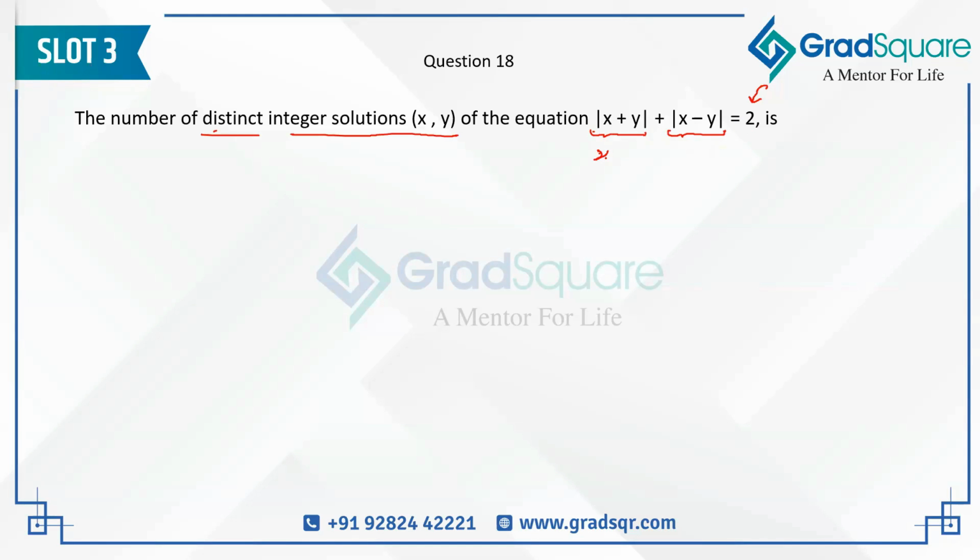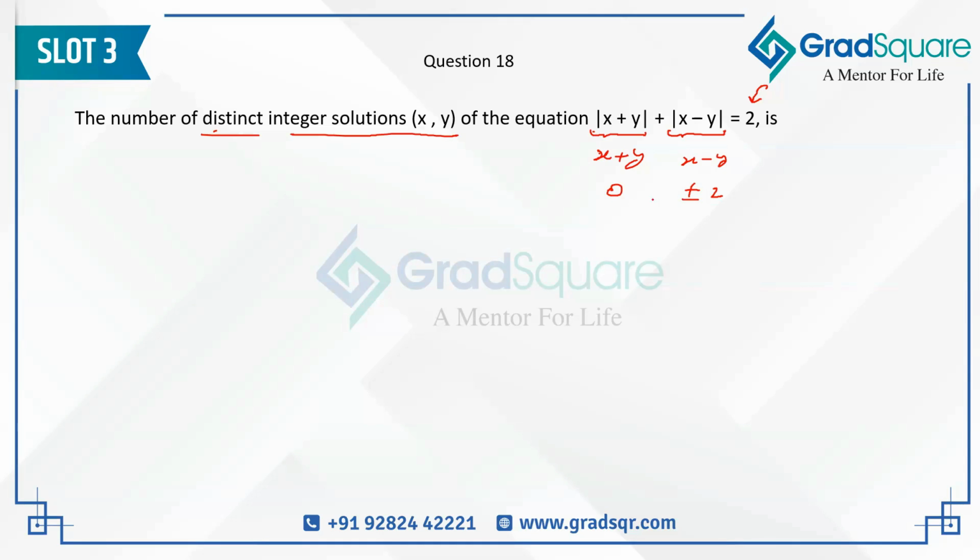So what can I say about the values of x plus y and x minus y? Remember, I'm not talking about the modulus. I'm just saying x plus y and x minus y can take what values. We have concluded that the outcome should be, of course, the positive numbers and integers, and the sum of the two positive integers or a 0 should be equals to 2. So you can take x plus y as 0. In that case, x minus y can be plus minus 2, because when you take the modulus of plus minus 2, it will give you 2, and the equation will get satisfied.